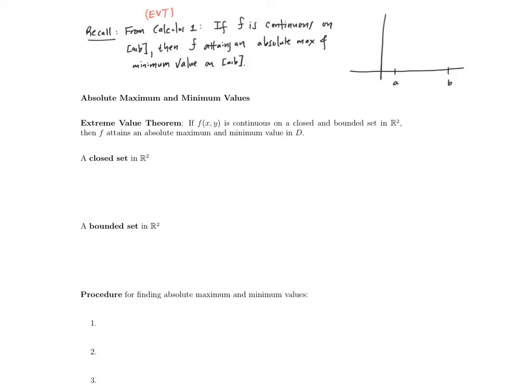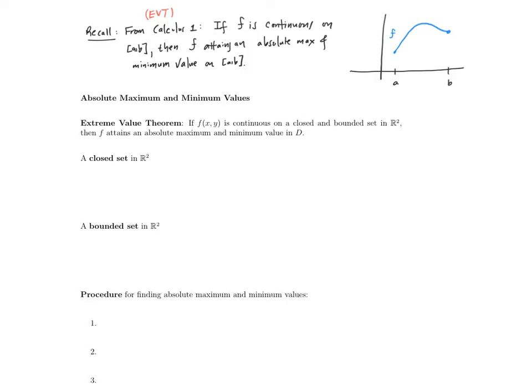Now the Calculus 1 version is as follows. If f is a continuous function on a closed interval from a to b, so I'm thinking some arbitrary continuous function from a to b, then the conclusion is f attains an absolute maximum and minimum value on that closed interval from a to b. That is, there has to be some input that gives you an absolute largest output and some input that gives you an absolute smallest output.